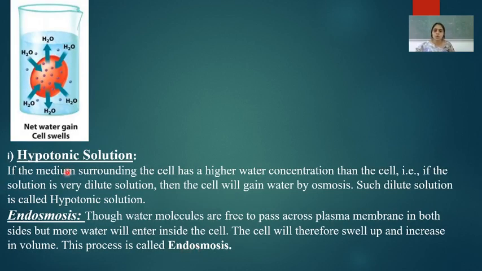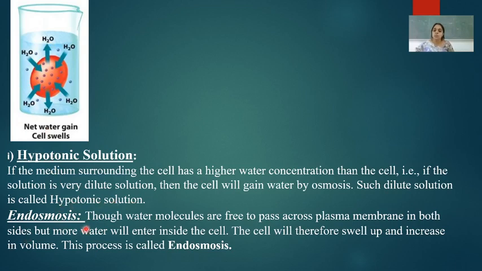First one is hypotonic solution. First, let us know what is hypotonic solution. If the medium surrounding the cell, so when you keep a cell, the medium which is surrounding the cell has a higher water concentration compared to the cell. So inside the cell, water content will be less. Outside, the water content will be more. So this is known as hypotonic solution. So if the solution is very diluted, then the cell will start gaining water by osmosis. Such diluted solution is called hypotonic solution.